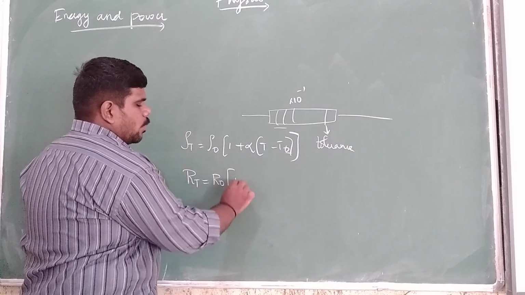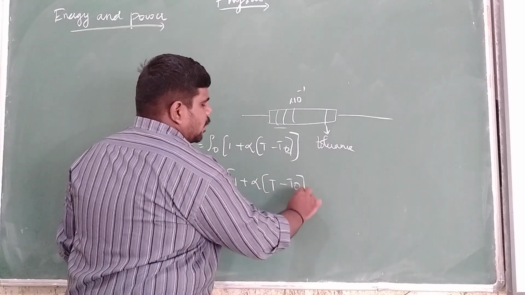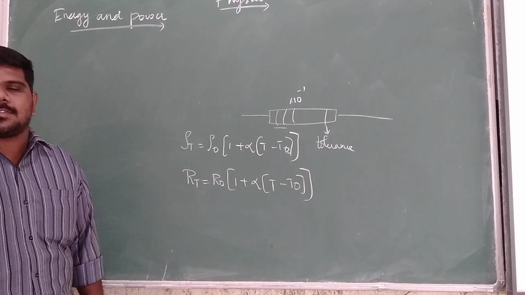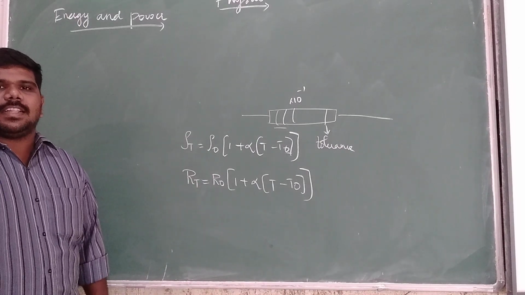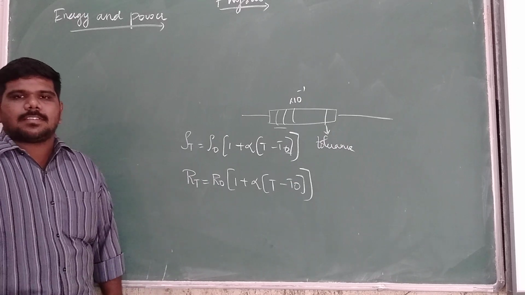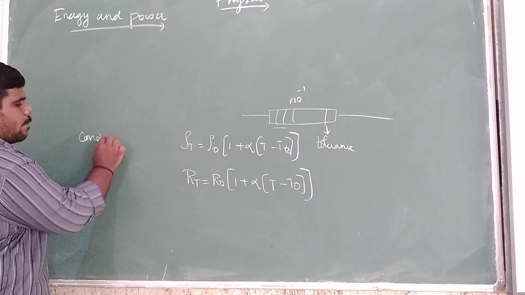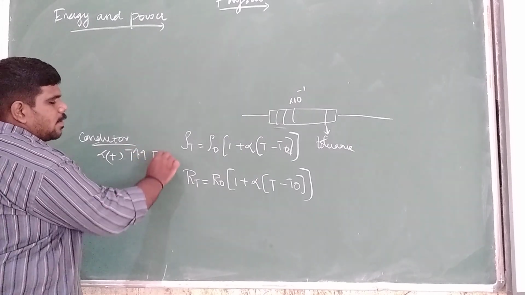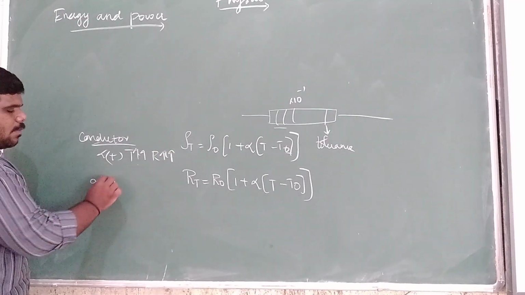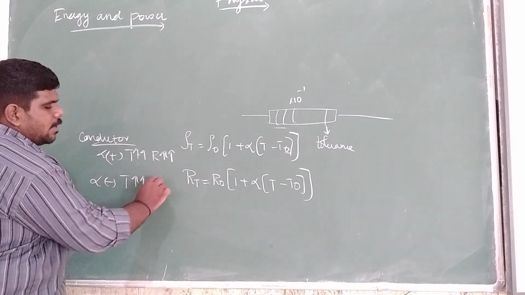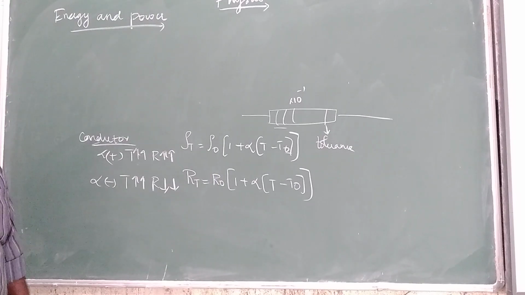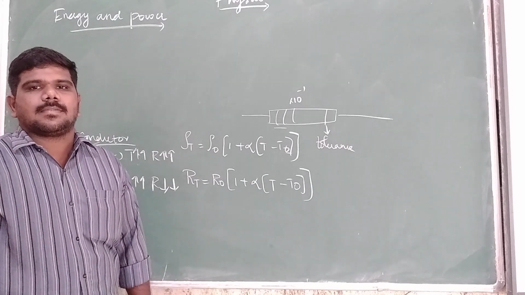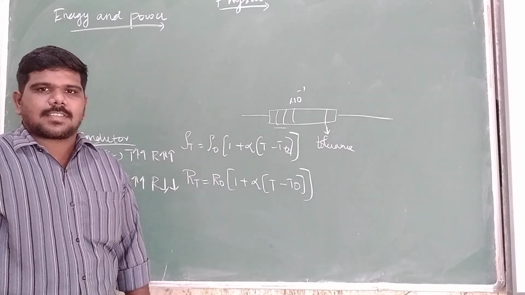Then we see the temperature coefficient of resistance. The temperature coefficient of resistance is defined as the ratio of increase in resistance per degree rise in temperature. For that, we get the expression rho T = rho 0 (1 + alpha (T - T0)). Similarly for resistance, RT = R0 (1 + alpha (T - T0)).